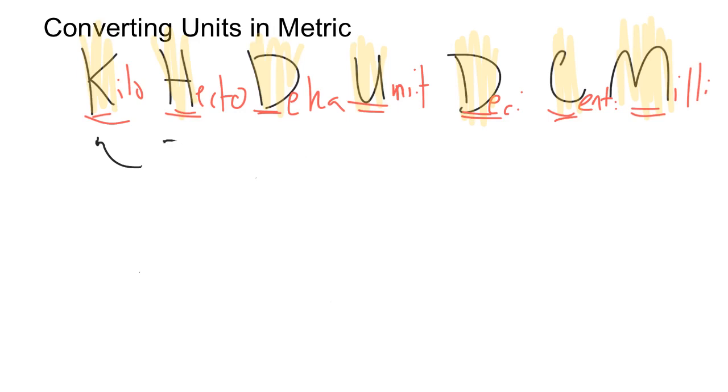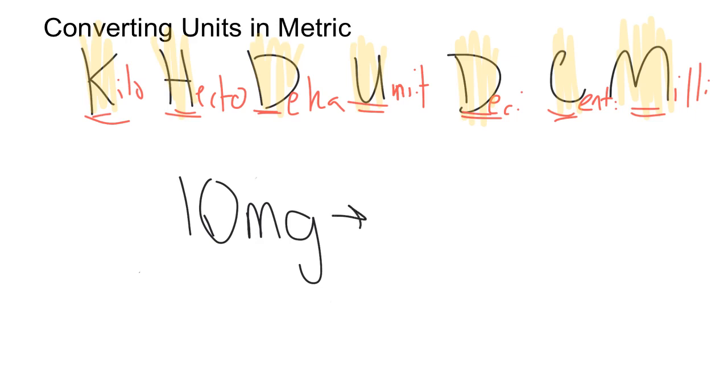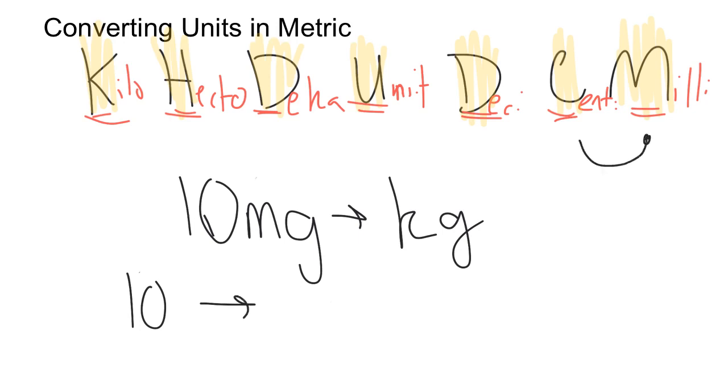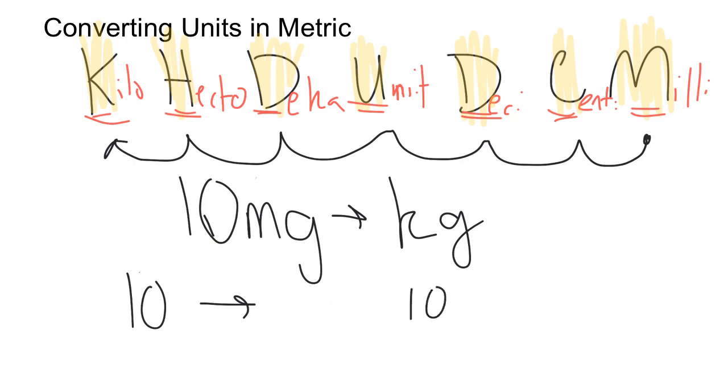Let's go from milligrams. Let's say I have 10 milligrams, and I want to move over into, I don't know, let's go to kilograms. So I start with my 10, my milligrams, my milli is right down here. I'm going 1, 2, 3, 4, 5, 6 places over to kilo. So I'm going to give myself some space here, and I move 6 spaces over to the left.